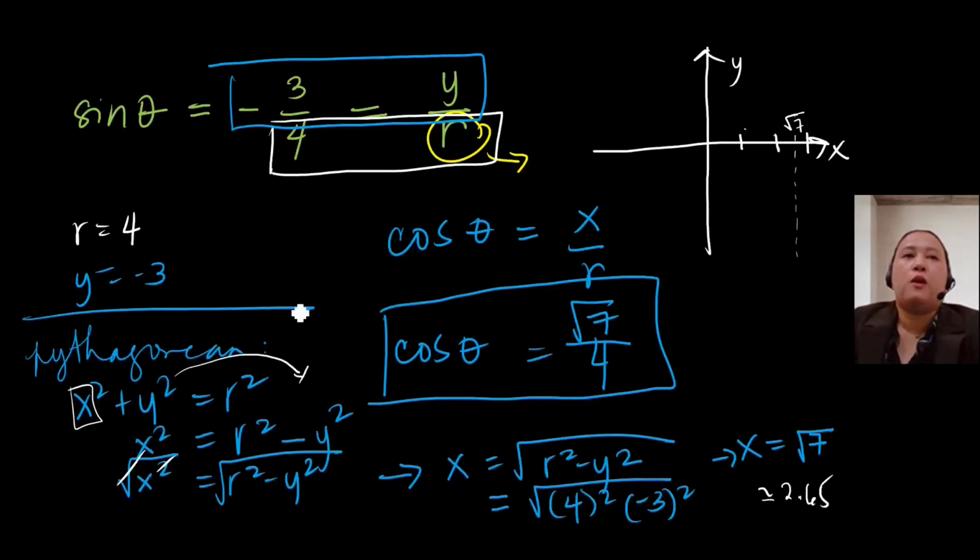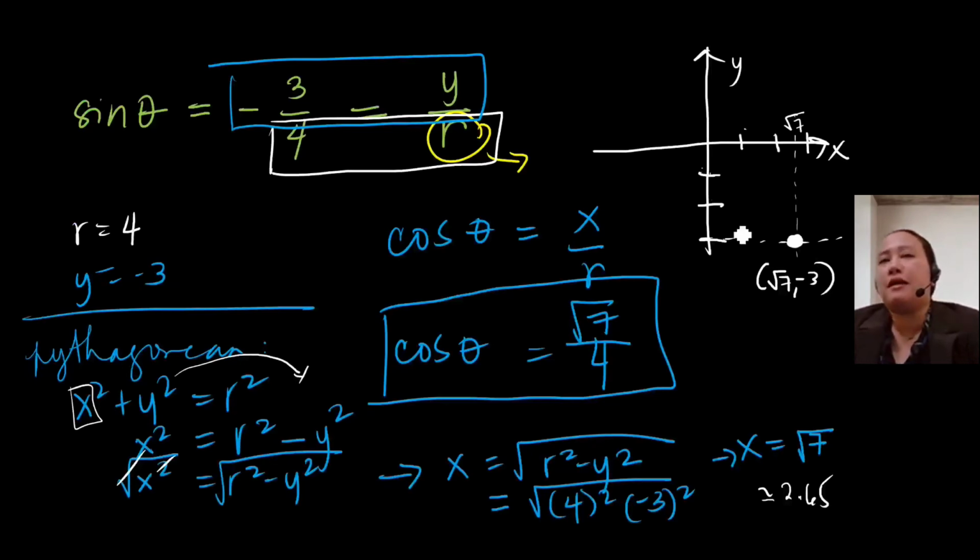Okay, next, we have y of negative 3. So y of negative 3 is located on the lower portion. So let us just divide it into 3. 1, 2, 3. So our negative 3 is here. Okay, so this is the point of intersection. As you can see, this is square root of 7 and then negative 3. So the point is located in the fourth quadrant.